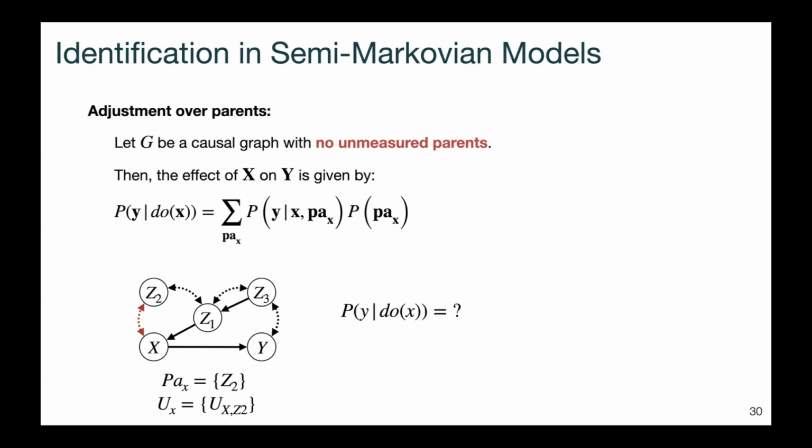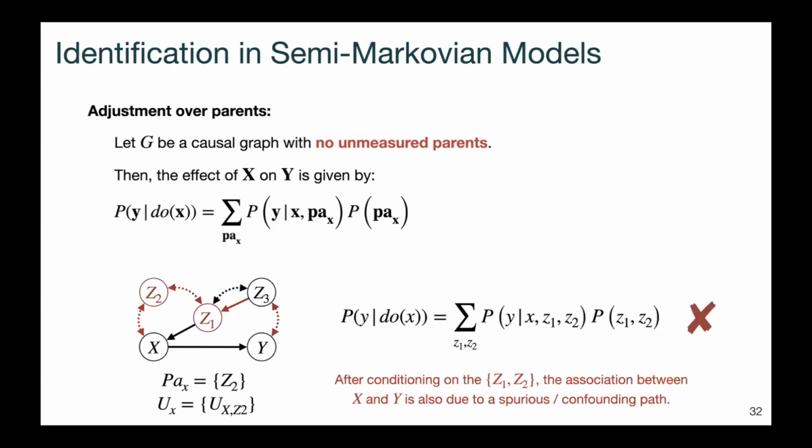But here, once I condition on Z2 and also on Z1, I'm opening, let's see if I have an animation here. Yes. I'm opening this path because I'm conditioning on Z2. So I make this triplet active. I condition on Z1 again, so I make this triplet active. And this is active again because it's a non-collider. So you have a confounding path inducing association between X and Y.